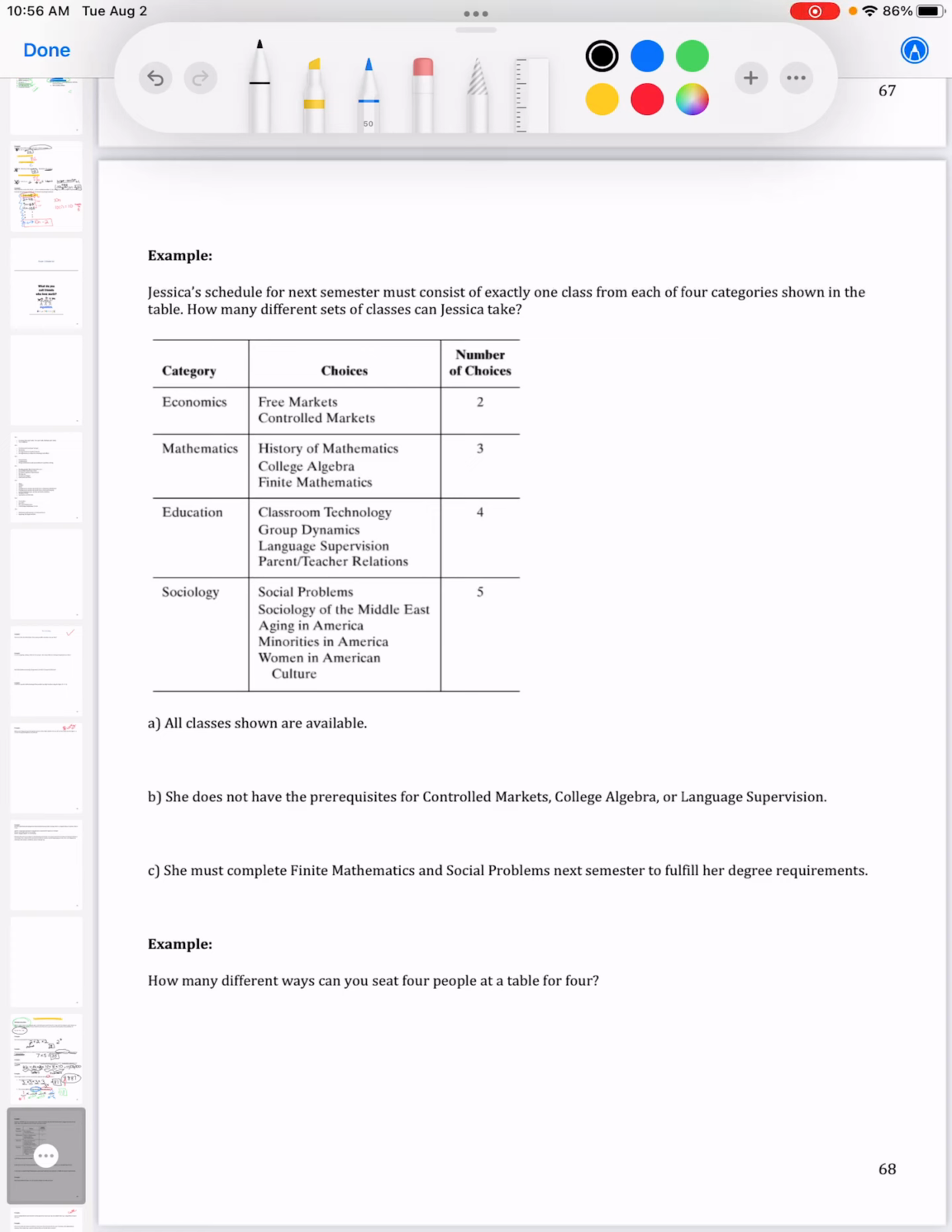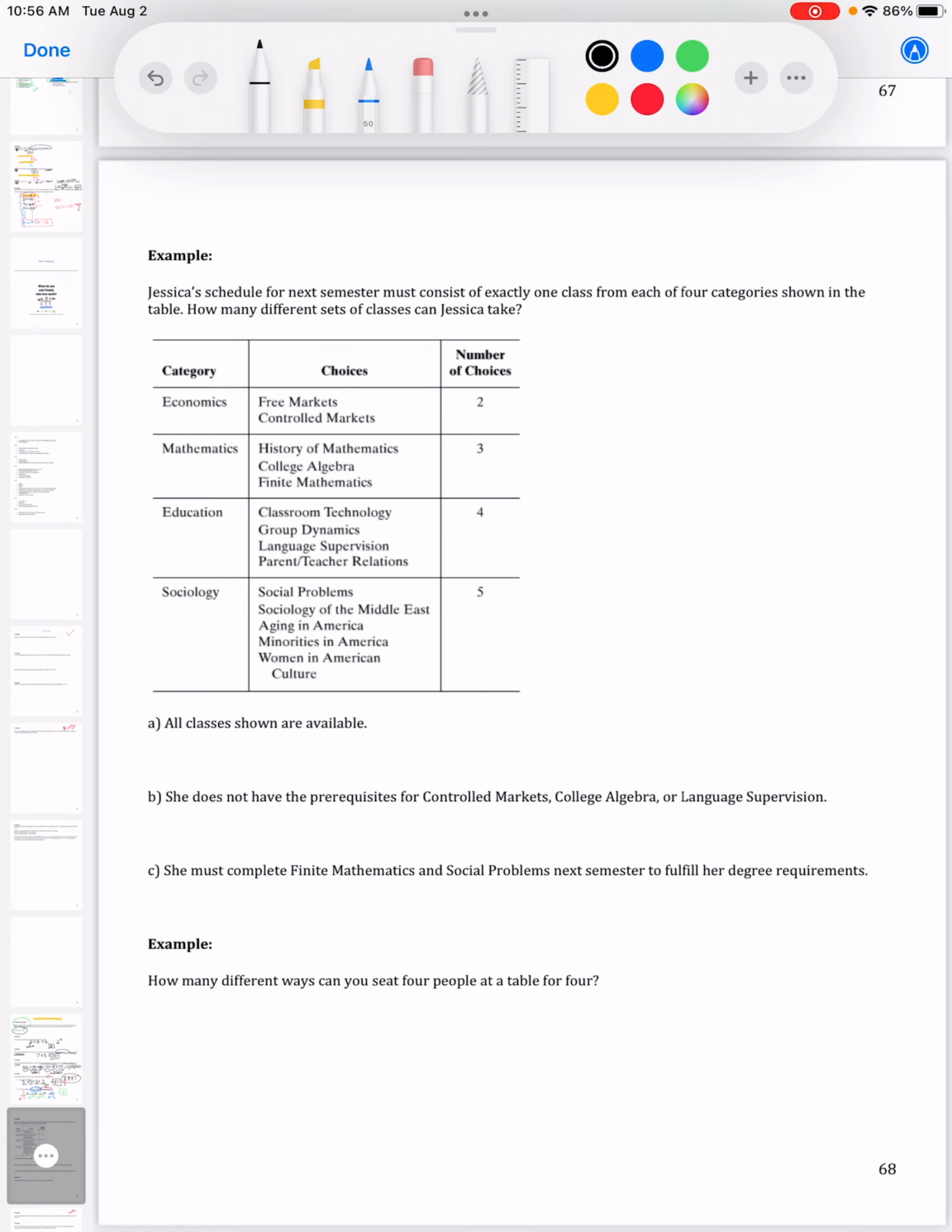Let's look at some more examples of this multiplication principle here. All of these first examples are going to come off of our choices of classes that I have here in this chart. So Jessica's going to have to choose one class from each category. So one economics class, one math class, one education class, and one sociology class.